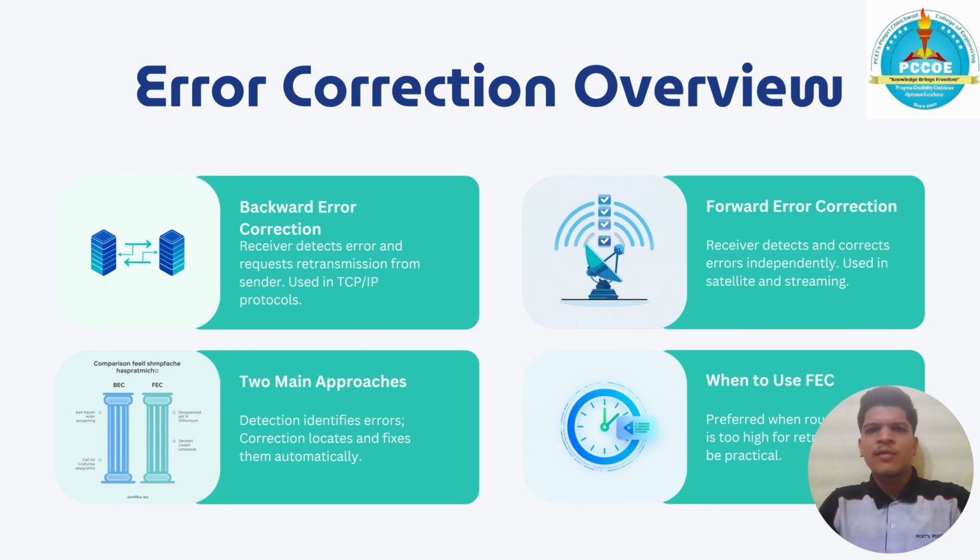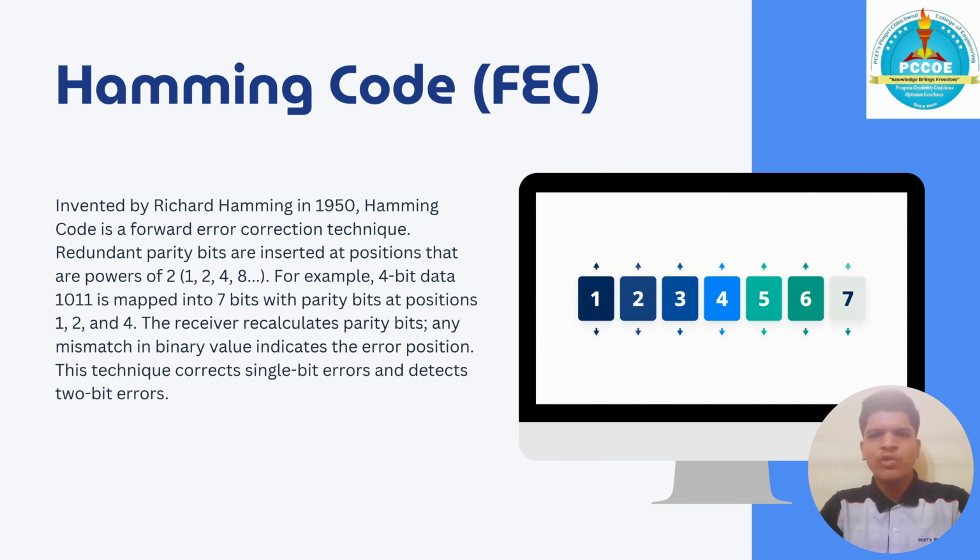Here the receiver detects an error and simply asks the sender to retransmit. This works fine when delay is acceptable, like TCP-based internet communication. The second approach is forward error correction, or FEC, where the receiver has enough redundant information to not just detect but actually correct the error on its own, without asking for retransmission. FEC is critical in real-time systems like satellite communication or video streaming, where waiting for a retransmission is not an option. The most well-known FEC technique is the Hamming code, invented by Richard Hamming at Bell Labs in 1950.